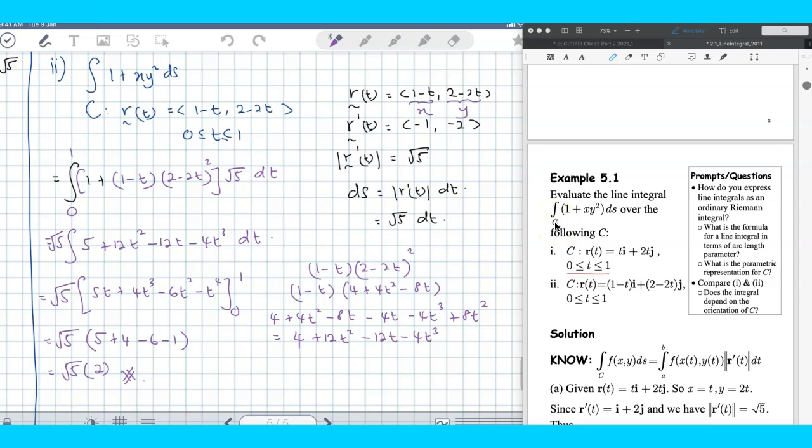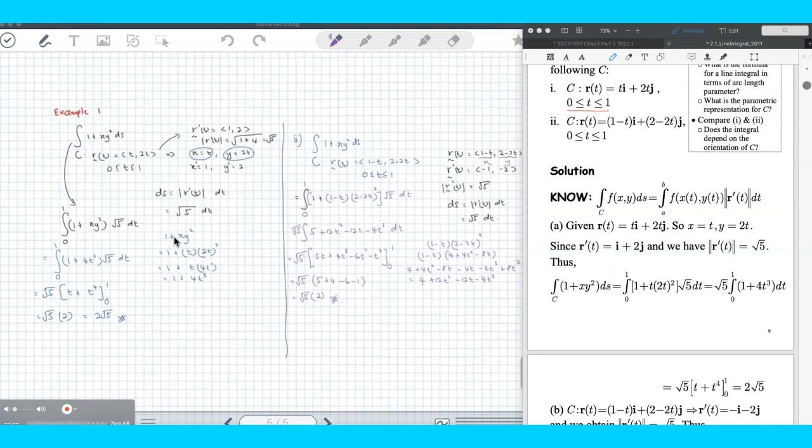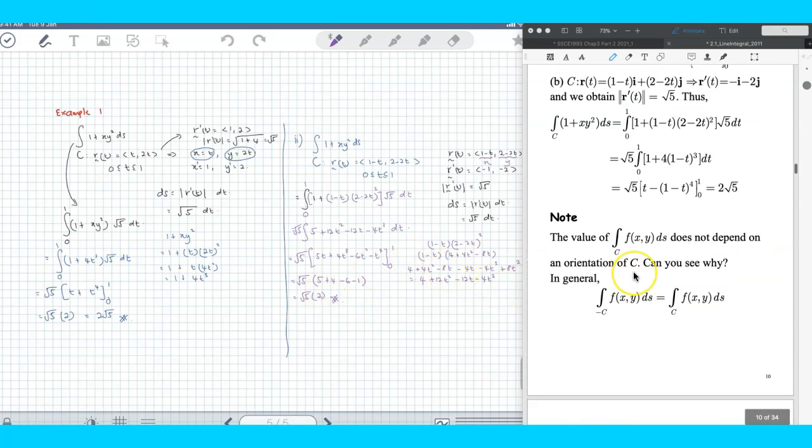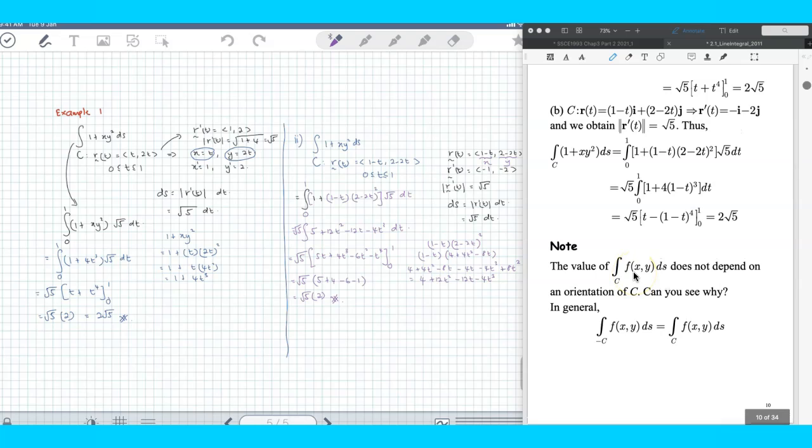Different curve. Even though we have a different curve, if you look at the result for the first one and the second one, they are the same. So just look at the notes. What is the question? What is the thing that you have to think about? The value of the line integral for example 1 is the same, which means that it does not depend on the orientation of C. But why?